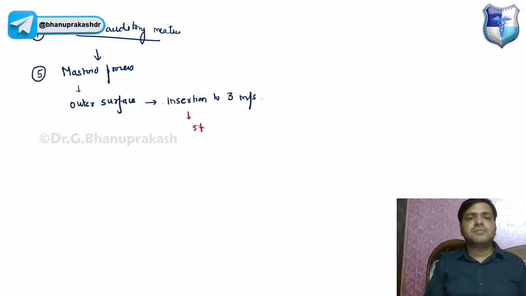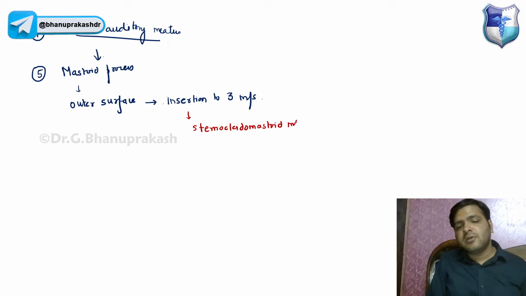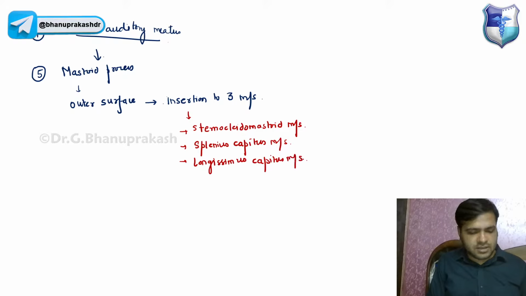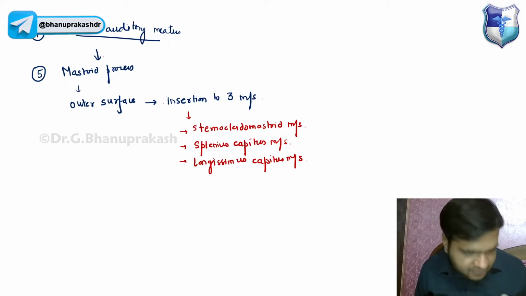So we have the sternocleidomastoid. I've already told you this is the muscle which is going towards the mastoid antrum. So we have the sternocleidomastoid muscle. Please write down the attachment. I will be discussing it. Yes, we have the splenius capitis muscle. We have the longissimus capitis muscle. Yes, everyone is right.